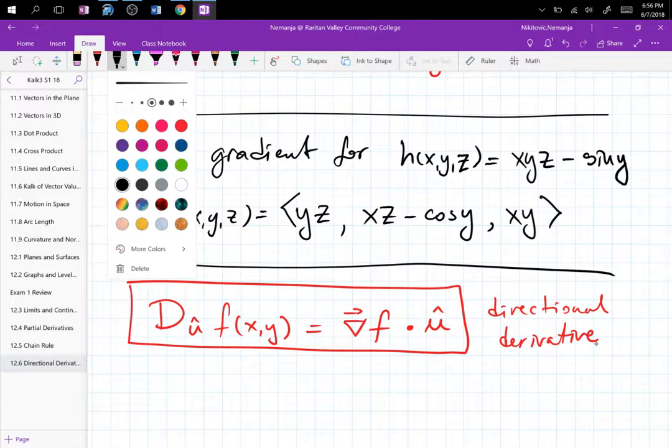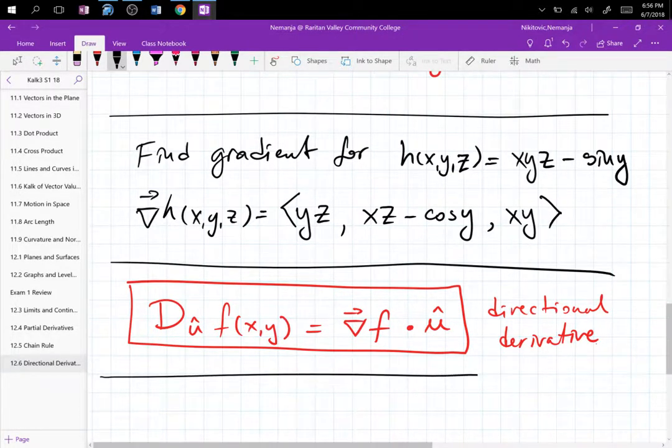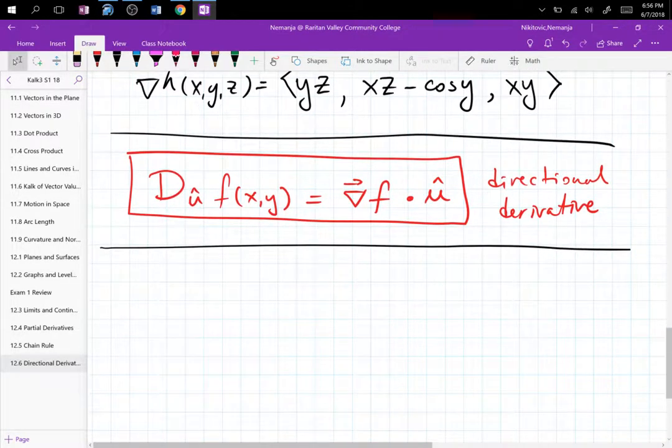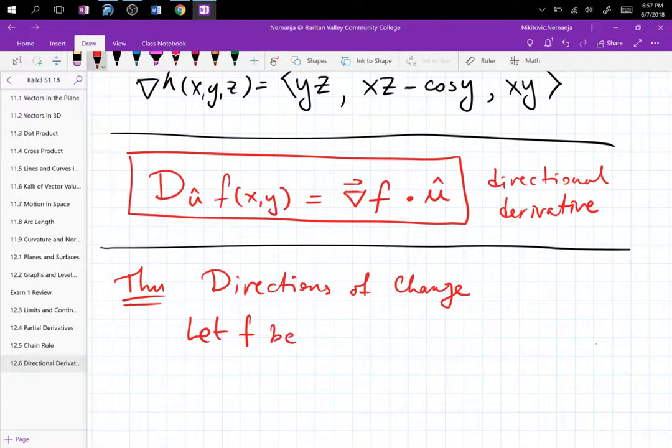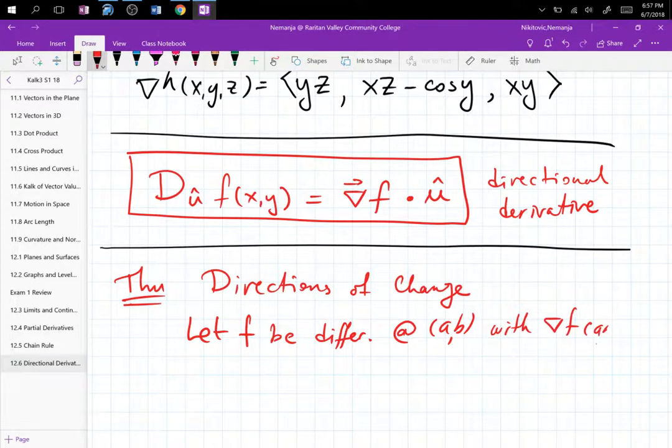So now, a very important part is this interpretation of the gradient, and we have a theorem that connects the gradient to the fastest way up and down, right? The steepest ascent and steepest descent. So Theorem 11 says the following. Well, directions of change, right? Let f be differentiable at (a, b) with gradient of f at (a, b) not being 0.